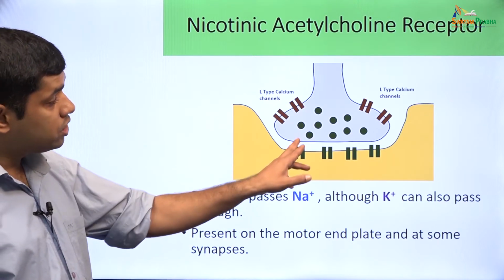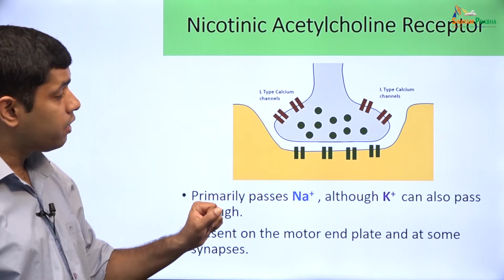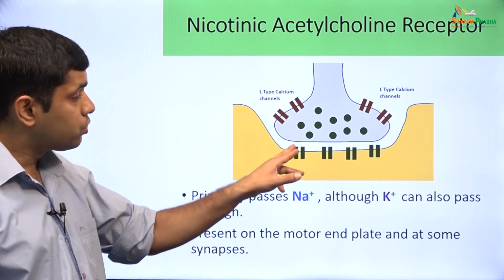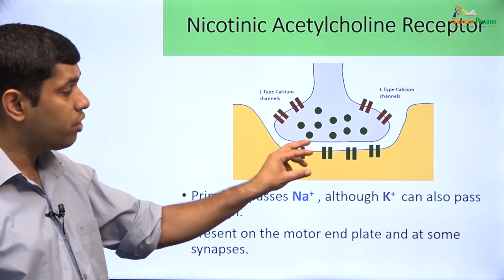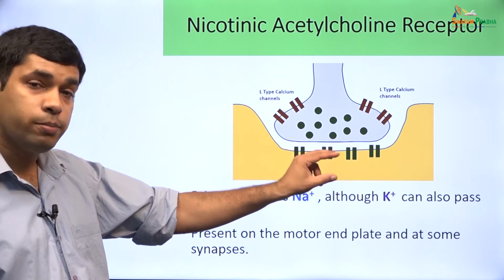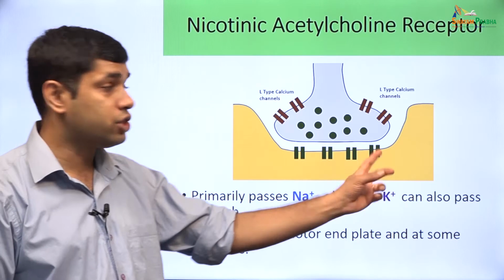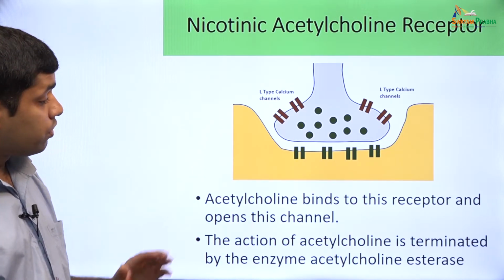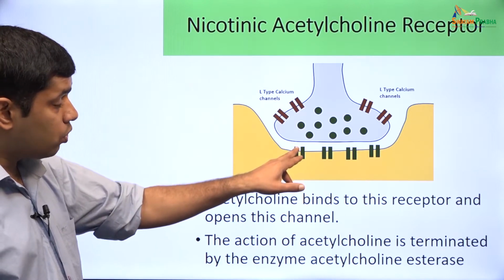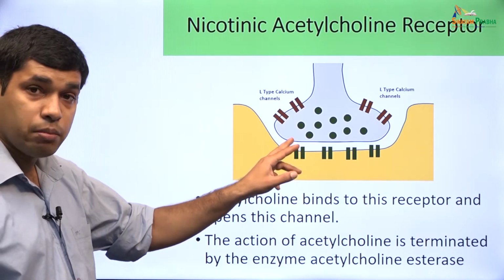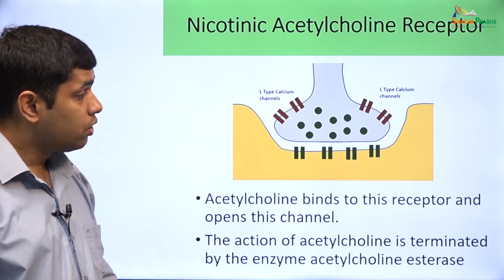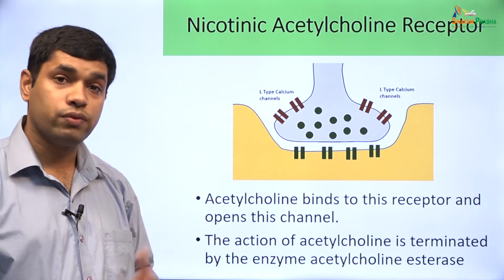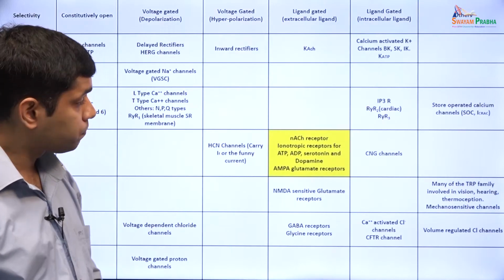But this permits primarily sodium entry, and this is present on the end plate of the neuromuscular junction. So when sodium enters, it causes a small depolarization of the motor end plate, which is called the end plate potential, and that is sufficient to cause an action potential in the adjacent areas. The action of acetylcholine on this channel is terminated by the enzyme acetylcholinesterase. So this nicotinic acetylcholine receptor is an example of a non-specific monovalent cation channel.